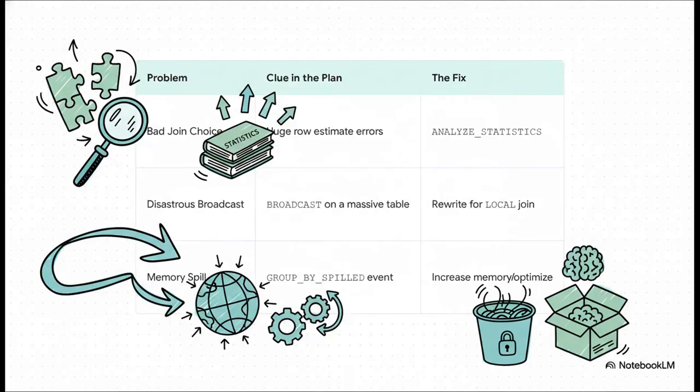And this table puts it all together for us. Think of it as your detective's handbook for cracking the case. You see a bad join choice because of huge estimate errors? The fix is to update those statistics. You spot a plan that's broadcasting a giant table all over the network? The fix is to rewrite that query to get a nice local join. You find a spill event in your profile? Well, the fix is to either give the query more memory or figure out a way to make it less memory hungry. It's all about matching that clue to the right fix.